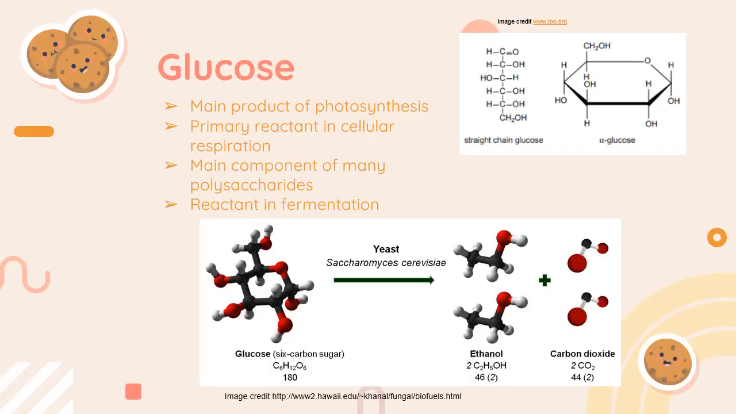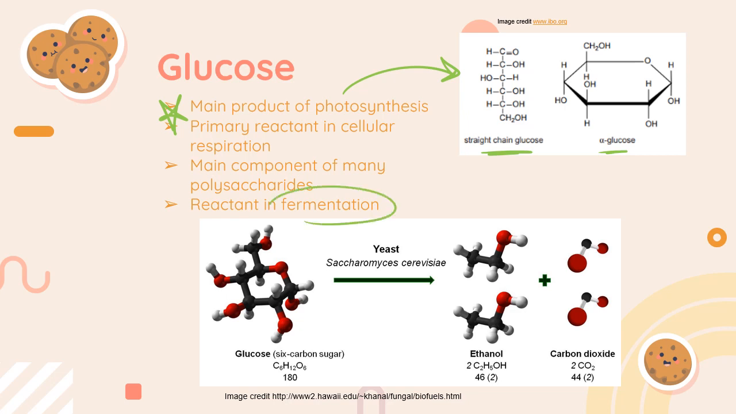So let's focus on glucose for a little bit. So glucose is the main product of photosynthesis, and it is the primary reactant in cellular respiration, and so it is so very important. It's the main component of many of our polysaccharides. We use it in fermentation reactions, so glucose is an incredibly important molecule, an incredibly important carbohydrate. Again, it's given to us in our data booklet, table 33. We get both straight chain and cyclic forms of glucose.